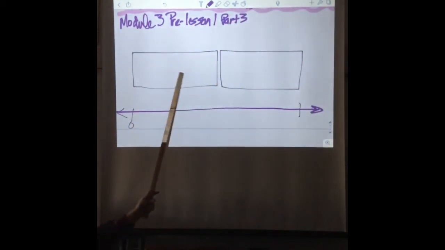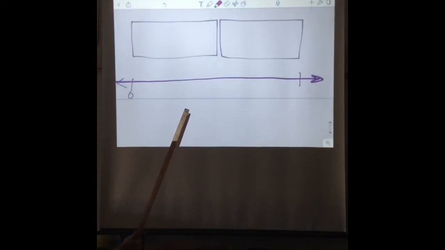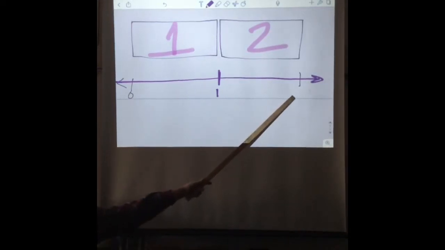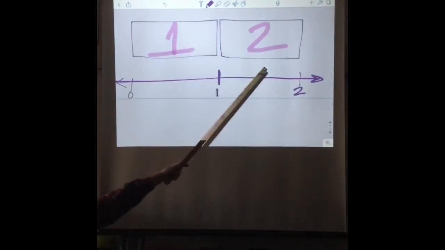Now, what do we see right here on our screen? Well, I hope you're saying there's one box there and there's two boxes there. All right, if that's the case, we're going to put what number right here? That's right, it's a 1. And what are we going to put down here? 2. Good job. Why? Because it means we have two boxes.